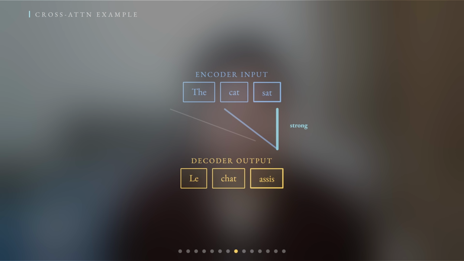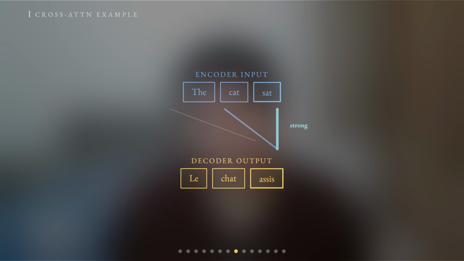Let us see cross-attention in a real example to make this concrete. We have our English input, the cat sat. The encoder has processed these three words and produced a rich representation for each one of them. Now, the decoder is generating the French translation. It has produced Le, chat, and is now working on assis. Watch the arcs. When the decoder generates assis, which means sitting in French, it attends most strongly to sat in the input.